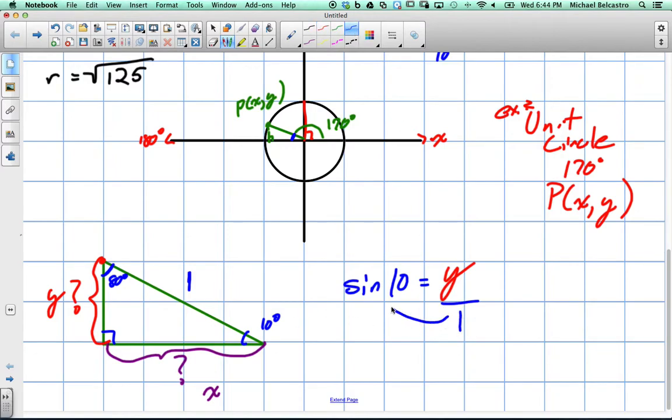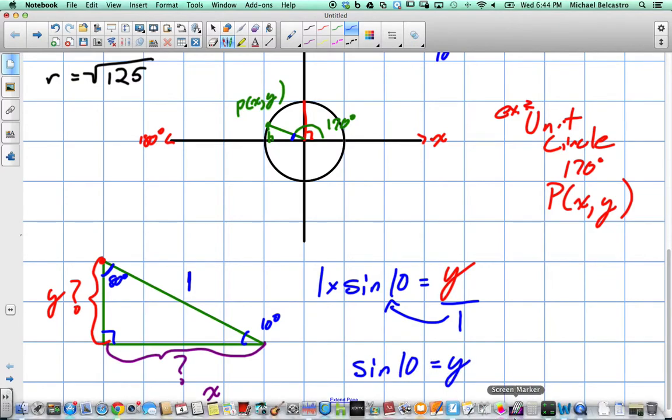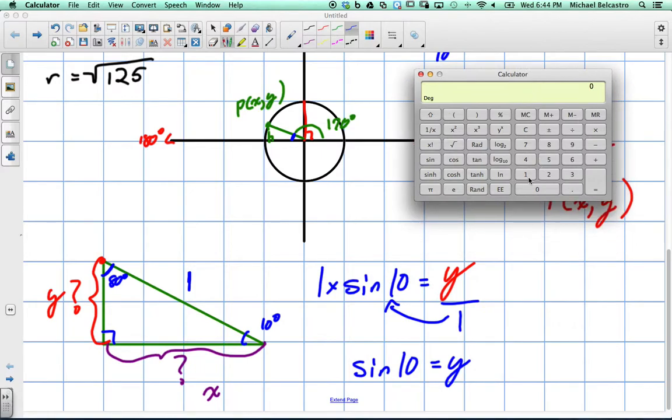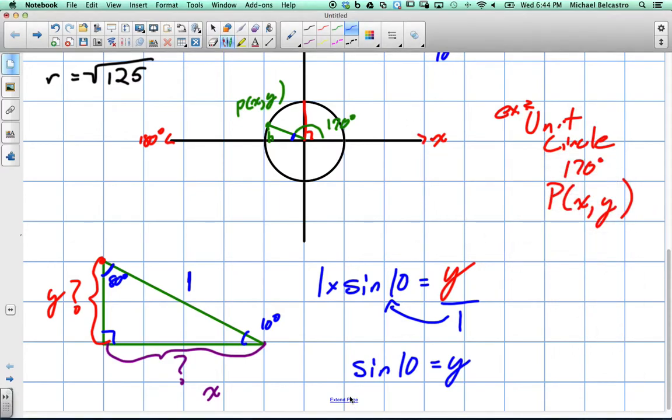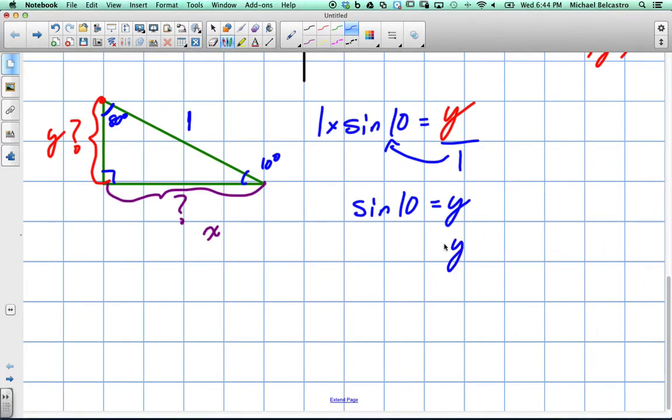Okay, I would bring 1 over, so I multiply by 1, and 1 times sine 10 is just going to be sine 10 is equal to y. So we're going to use our calculator. I have to use this one because it's in degrees. Sine 10 is 0.17. Okay, so y is equal to 0.17. So what that means is the height of our coordinate P is at 0.17. That's the y value, okay?